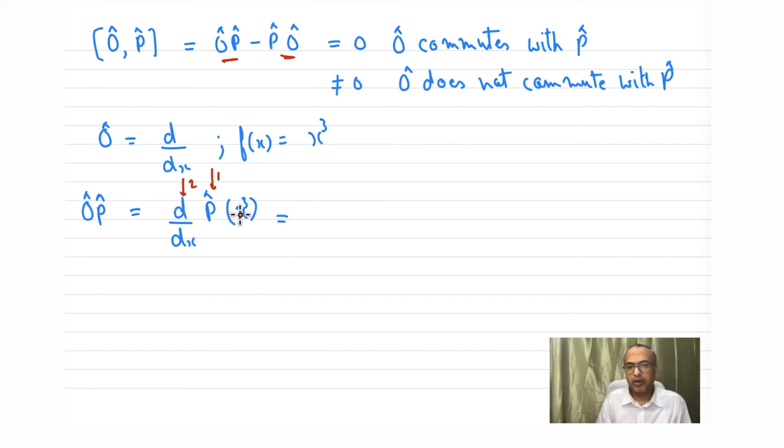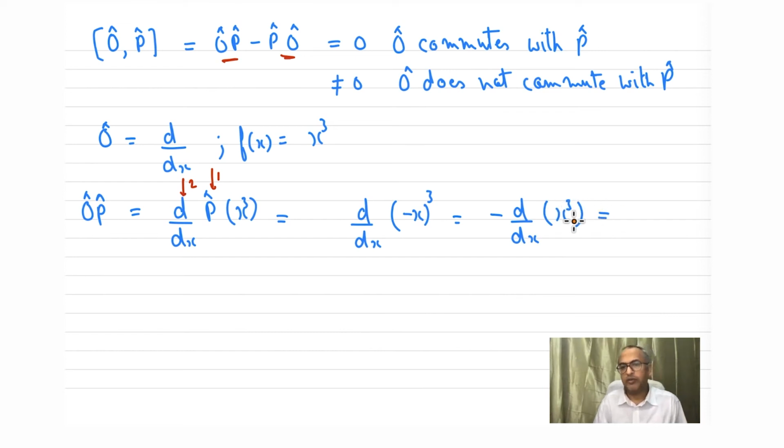Parity, we all know by definition, x cube, x has to be replaced with minus x, which will give you minus x cube, right? So d by dx of minus x whole cube, this will be minus, can come out, d by dx of x cube, and the first derivative of x cube will be 3x square. We have the negative sign out, so minus 3x square, right?